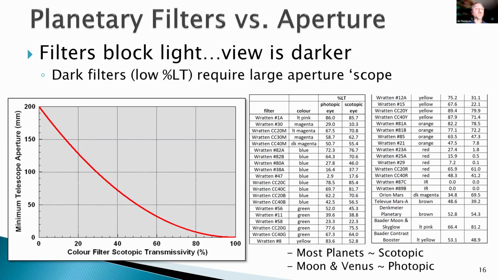Based on this table of %LT values, that would mean a number 80A blue or a number 38A dark blue would be too dark to use if your vision is mostly dark adapted, but probably okay if looking at a bright object like the moon or Venus.